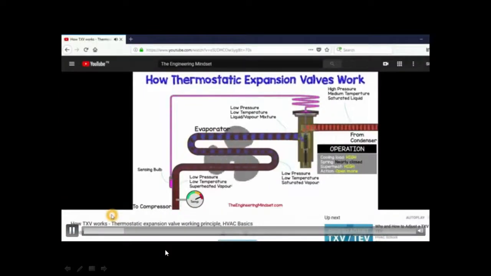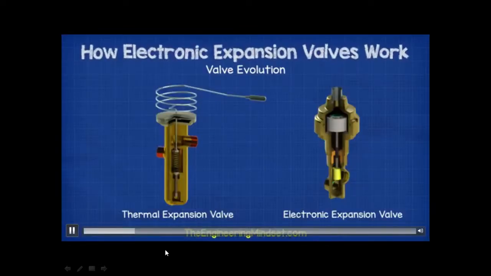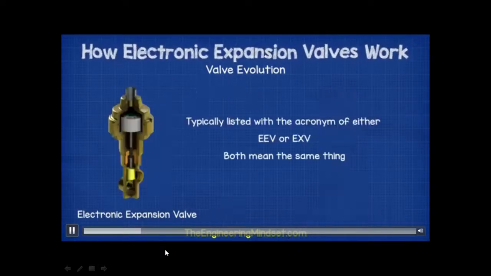Now, we've previously covered how thermal expansion valves work. These are very common in refrigeration systems, but they are nowhere near as efficient or precise as an electronic expansion valve. If you haven't watched the video on how these work, then I highly recommend you do so. Electronic expansion valves are an evolution on the thermal expansion valve. They are much more sophisticated and allow the refrigeration system to operate much more accurately and efficiently. You'll usually see them listed with the acronym EEV or EXV. They both mean the same thing, it just varies by manufacturer.